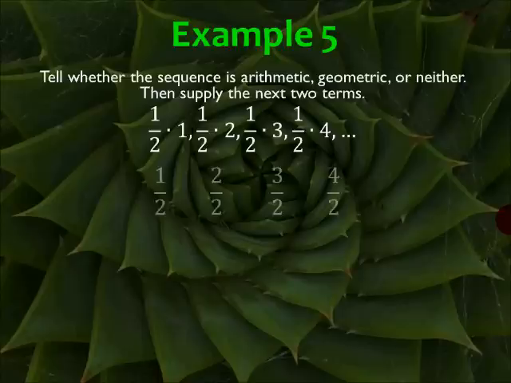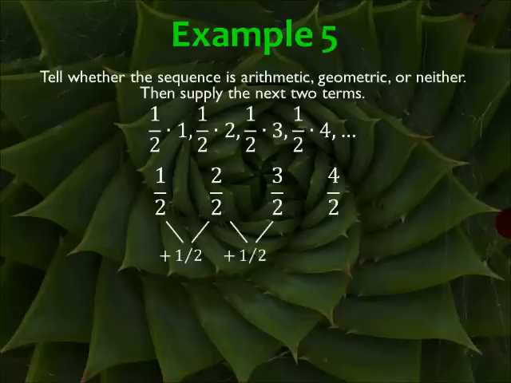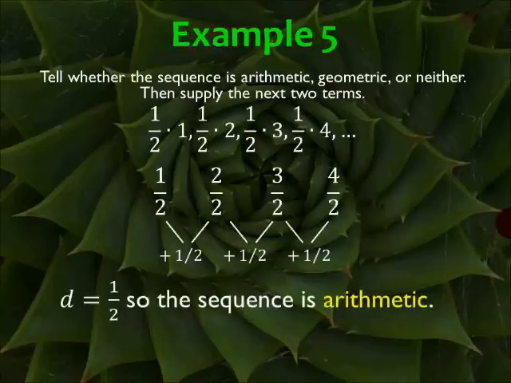Let's first simplify each term. So the terms are now 1/2, 2/2, 3/2, and 4/2. Now, let's see. Is there a common difference? Yes, there is. We add 1/2, we add another 1/2, we add another 1/2. Therefore, we have a common difference D of 1/2, and we have an arithmetic sequence.